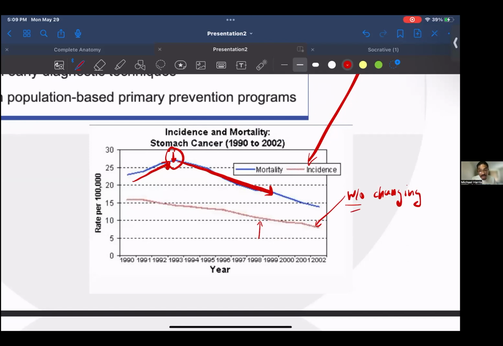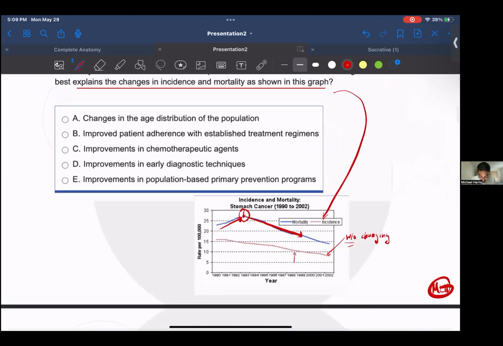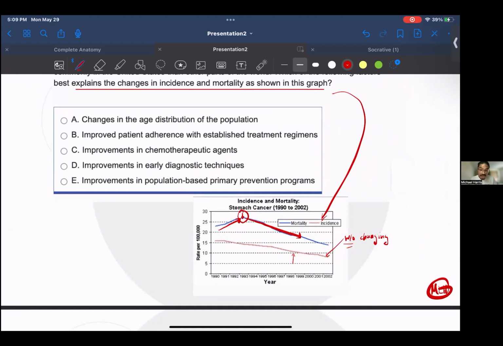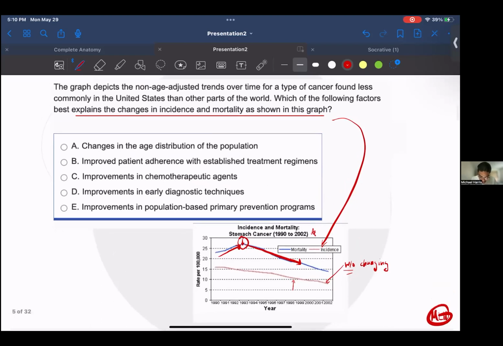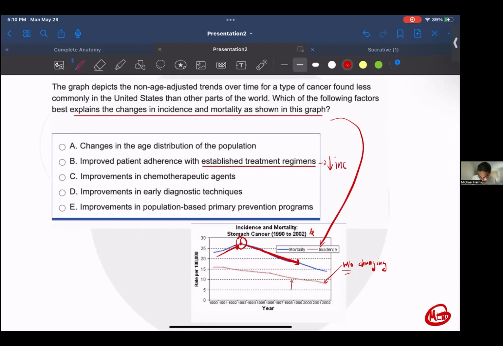That's essentially what you're doing: you're doing something without changing the incidence. So with that being said, we start reading these options. Changes in the age distribution of the population. No, that doesn't make any sense on why this presented here with stomach cancer would have a decrease in mortality as you got older. Next, improved patient adherence with established treatment regimens. If you had improved adherence to treatments, that could lead to a decrease in mortality. However, would that also maintain a decrease in incidence? No, that does not, which is why that's not the answer either.